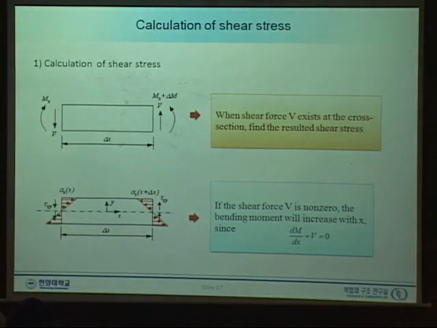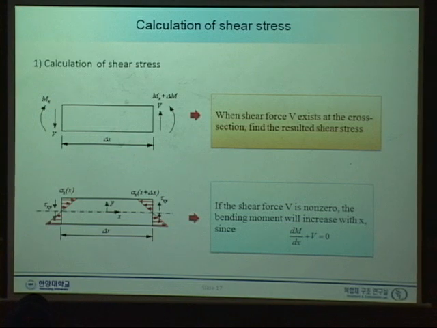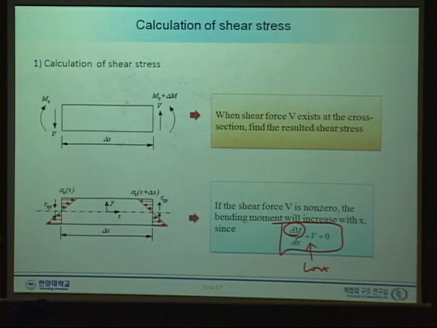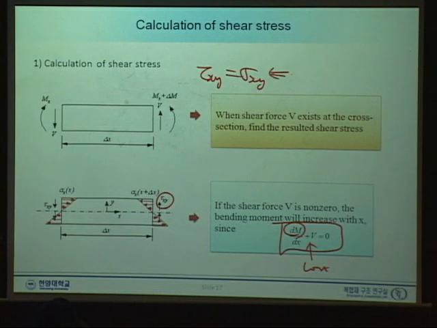Remember this equation? If V is a constant, there is always a non-zero moment increment. Okay, this is the case we're going to consider, and the point here is that we will calculate the tau xy or sigma xy due to this V, shear force.